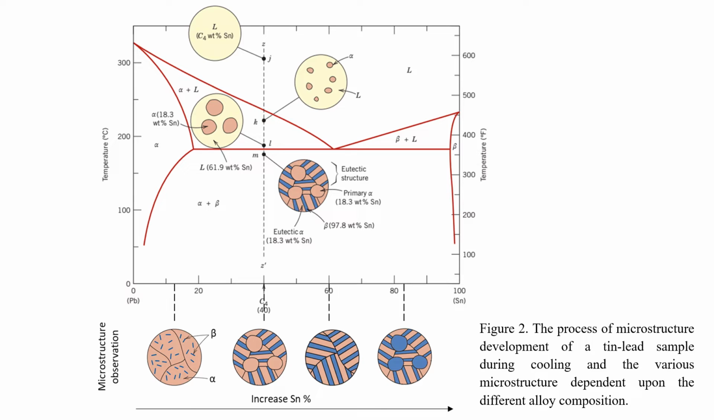Of course, the final microstructure is dependent upon the composition of the alloy. If the composition is close to the eutectic composition, 61.9% Sn, there will be little pro-eutectic region but mostly eutectic region. If the composition ranges from 61.9 to 97.8, the pro-eutectic region will be beta phase rather than alpha phase.